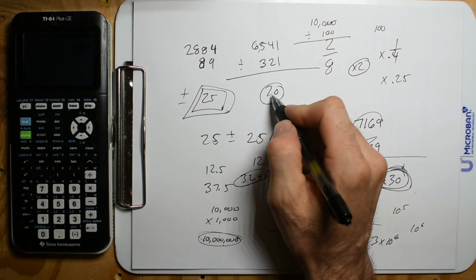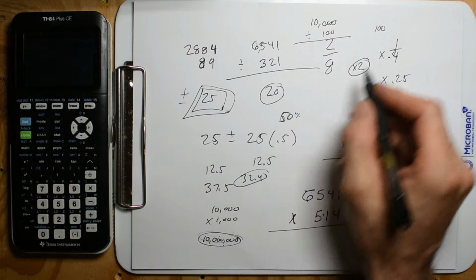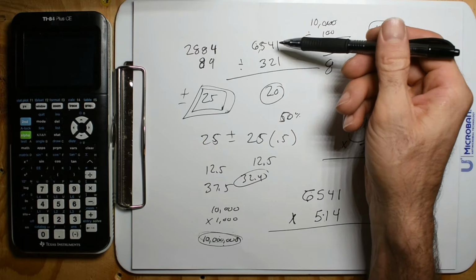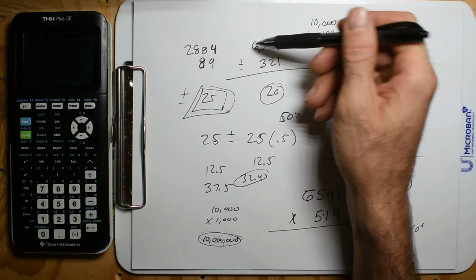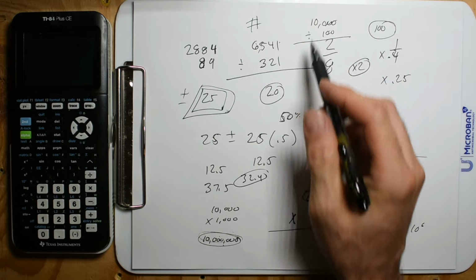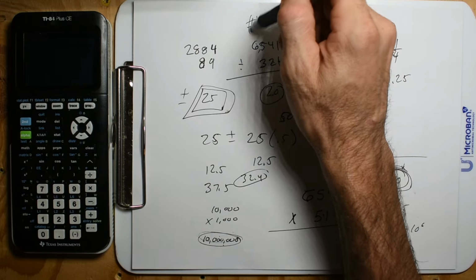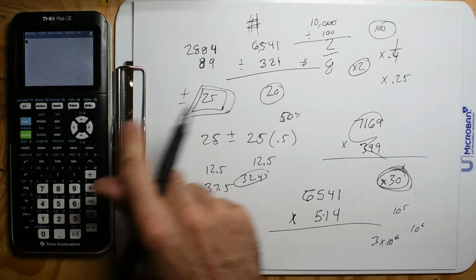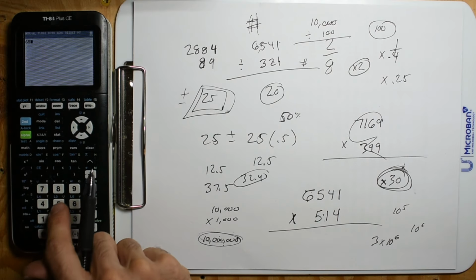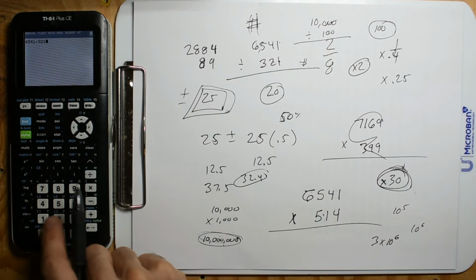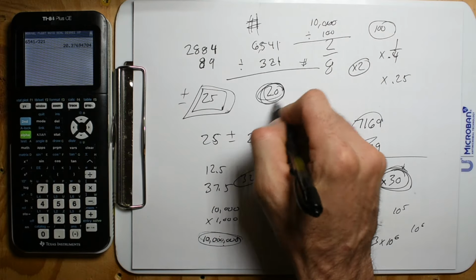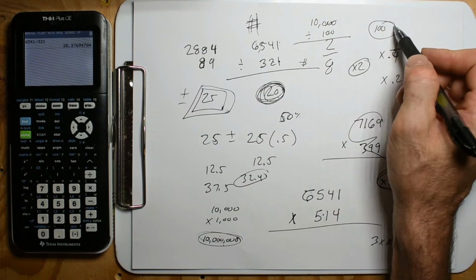So isn't 20 way better of an answer than 100? Because we increase this, and when you divide, that's going to give us a bigger number. But then we decrease this. That's also going to give you a bigger number. So this is a good place to end. 6541 divided by 321. It's right on 20. It's nowhere close to 100.